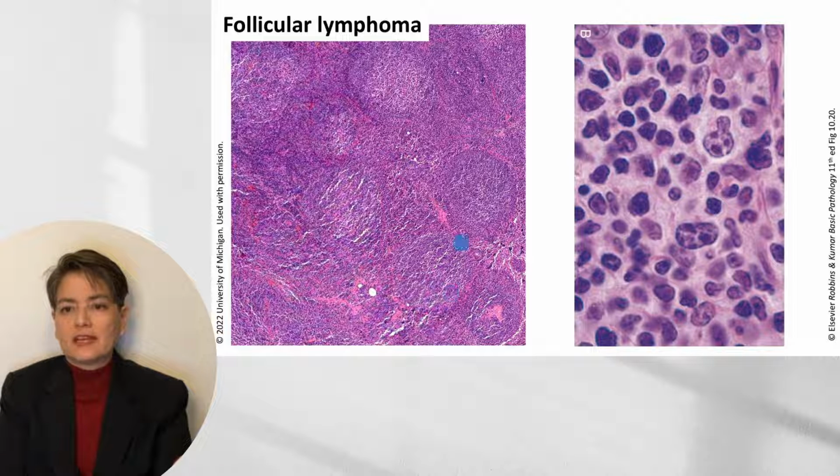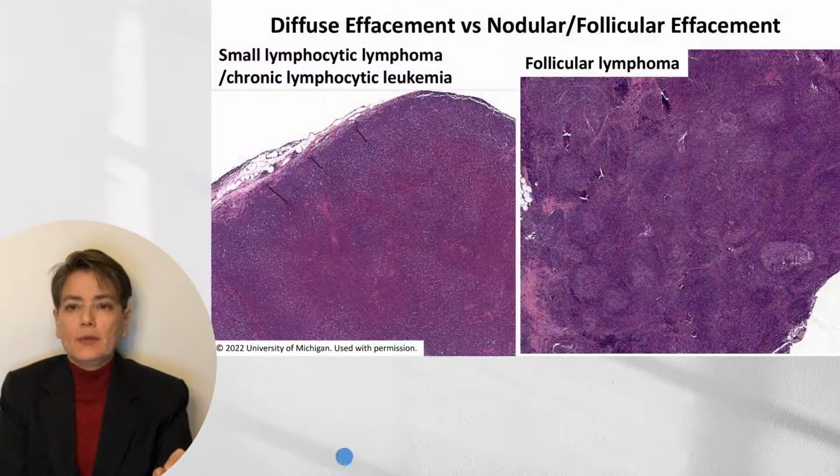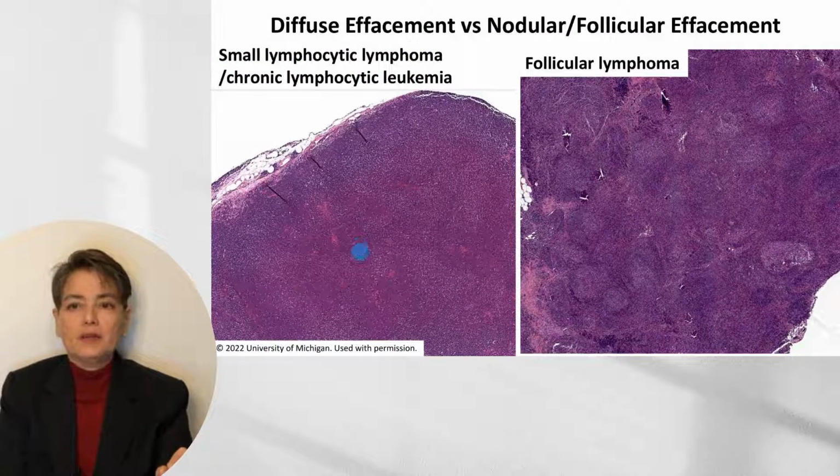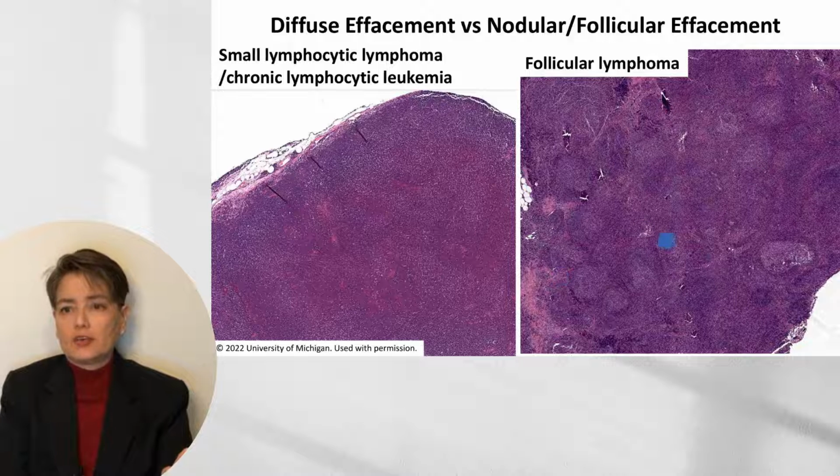Now, I refer to this as a nodular effacement. What we're talking to is that we've lost our typical architecture of the lymph node with the arrangement of our germinal centers. And we can see here a comparison of diffuse effacement, which we typically associate with, for example, a small lymphocytic lymphoma, chronic lymphocytic leukemia, in which there are no nodules at all. It's just sheets of cells. This is in contrast to the follicular lymphoma here, where we have this nodular or follicular effacement.